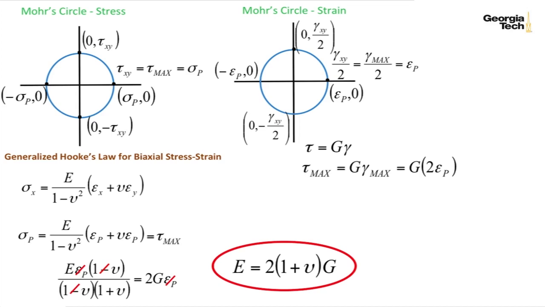And we did this for the case of pure shear, but we know on Mohr's circle we can rotate for any other condition of stress and strain. And so for isotropic materials, this always holds true. E, G, and Poisson's ratio are related and not independent.